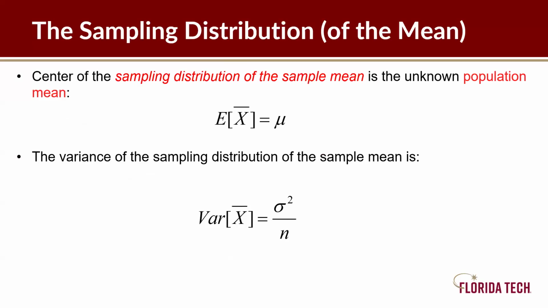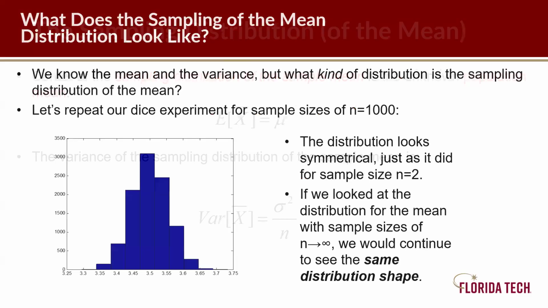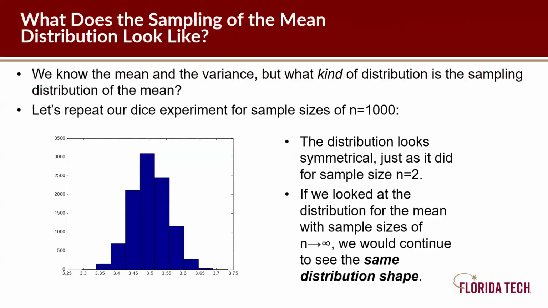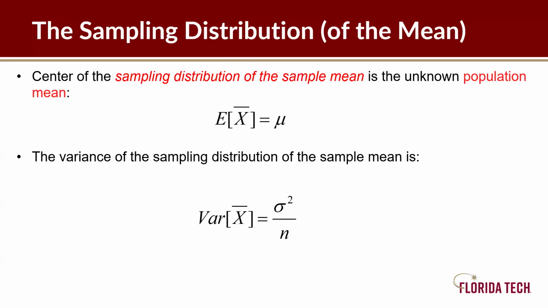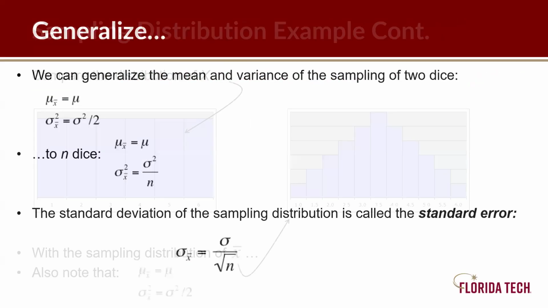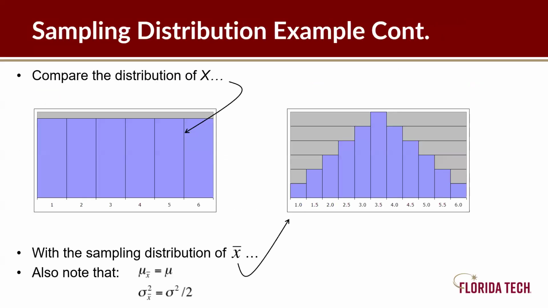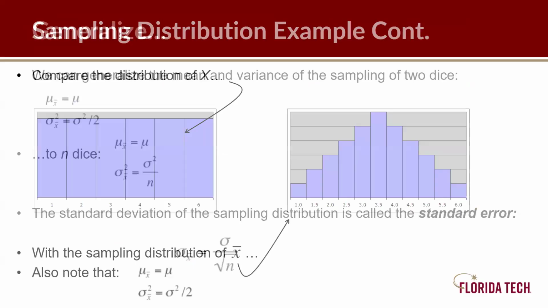So the center of the sampling distribution for the sample mean is the unknown population mean. And the variance of the sampling distribution of the sample mean is the population variance divided by the sample size. All right, so we know the mean, we know the variance for this thing, but what kind of distribution is the sampling distribution of the mean? Well, you may notice in our example that what comes out is symmetrical, with a peak at the population mean.